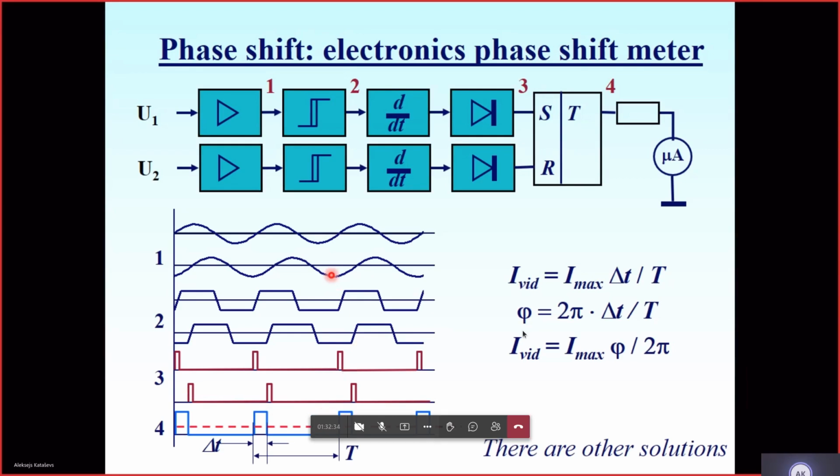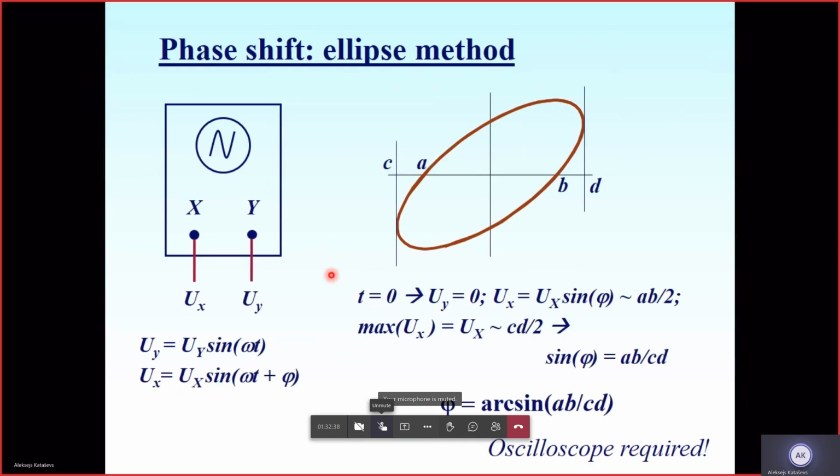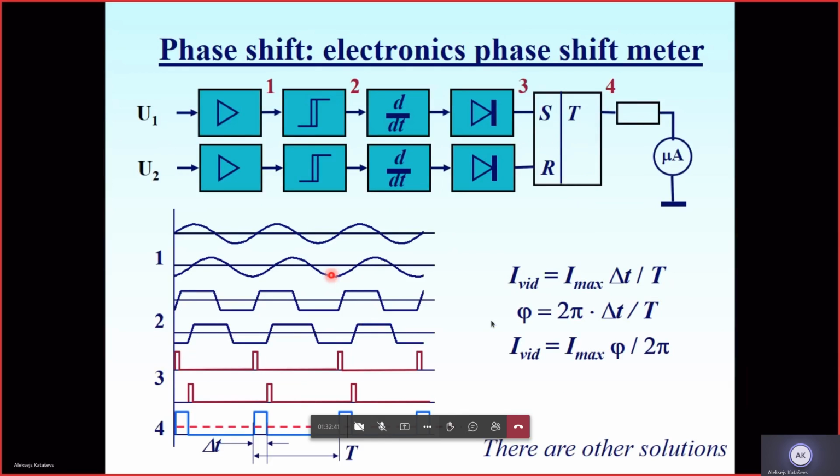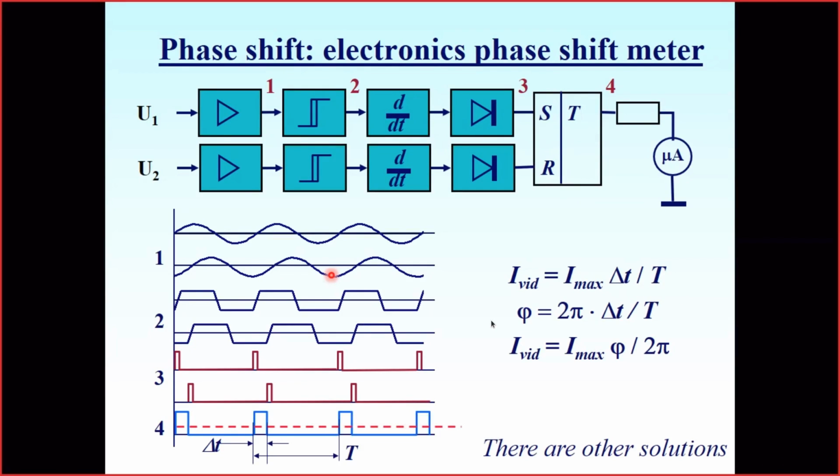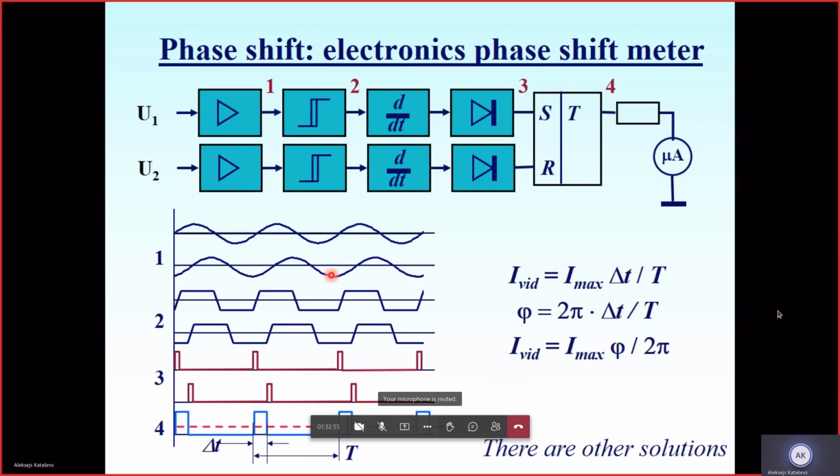Well, so actually this is the problem for all phase meters, the same as for this one. Phase meters, especially analog phase meters, very often could not distinguish a phase shift that is higher than 2 pi, higher than 1 period. Okay, so this is shortly about how we measure the phase shift.